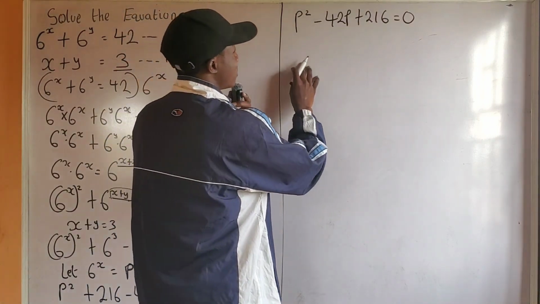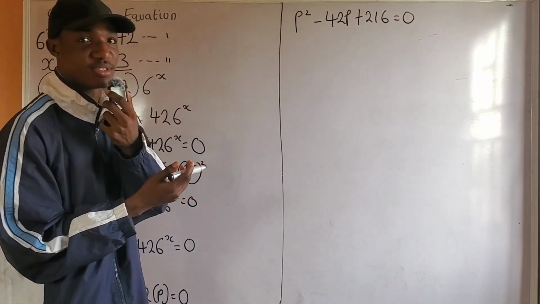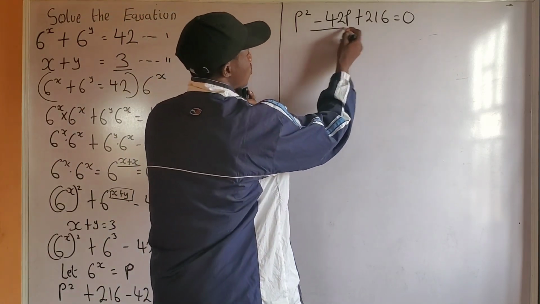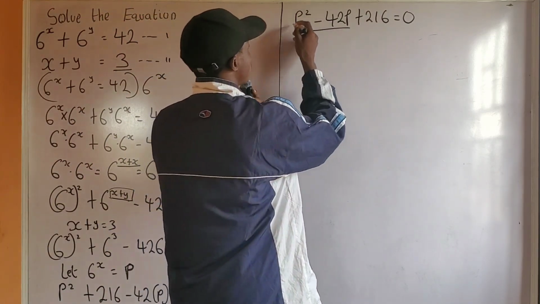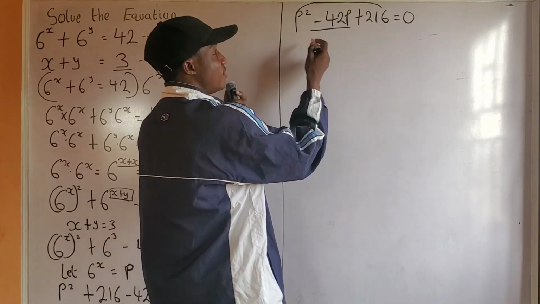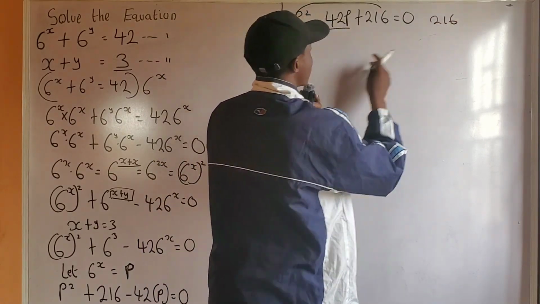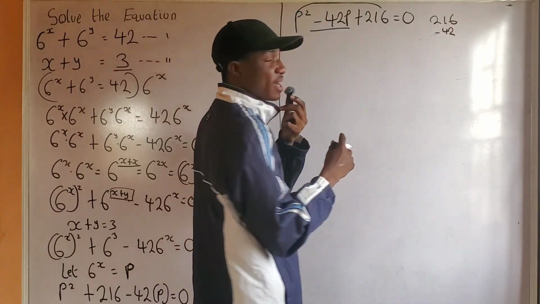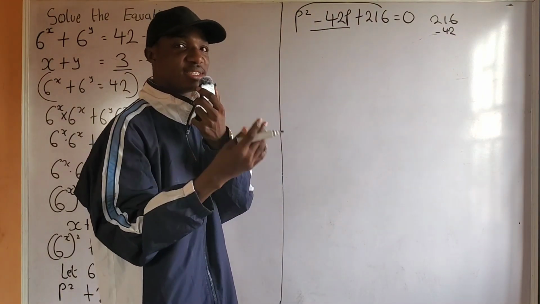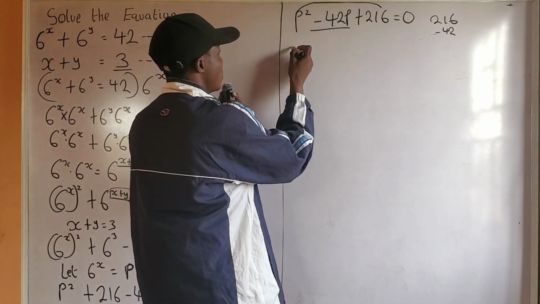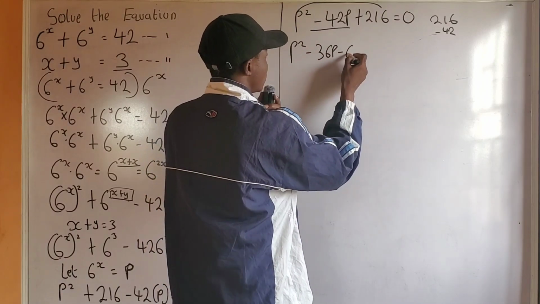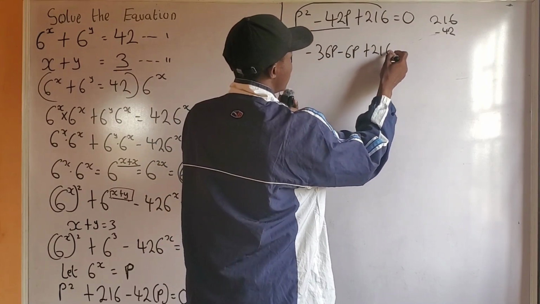Now, having gotten to this point, we can factorize this equation, right? To factorize, we use the sum and product of the roots. What can you multiply together to give you 216, and if you add the two numbers together, you get negative 42? The two numbers are negative 36 and negative 6. You understand? So I'm going to have p squared minus 36p minus 6p plus 216 equals 0.